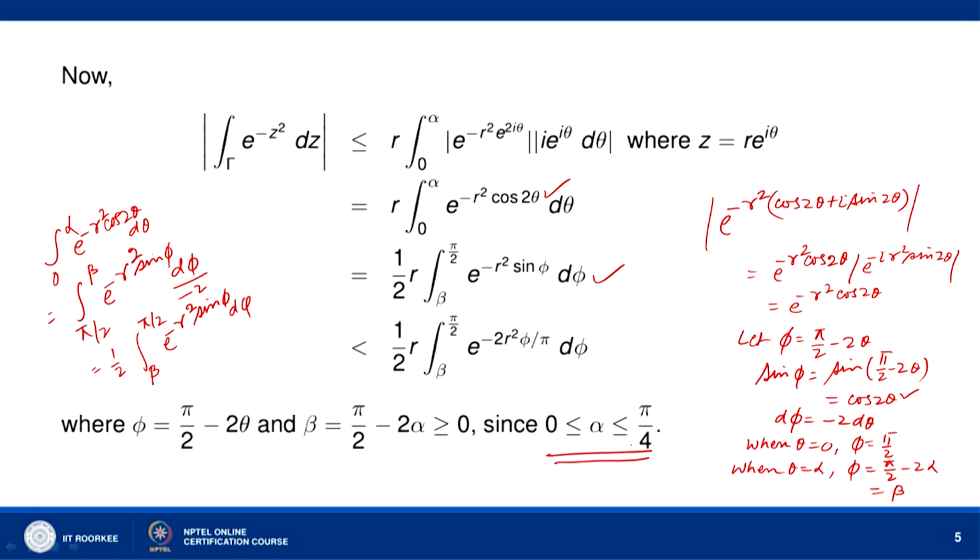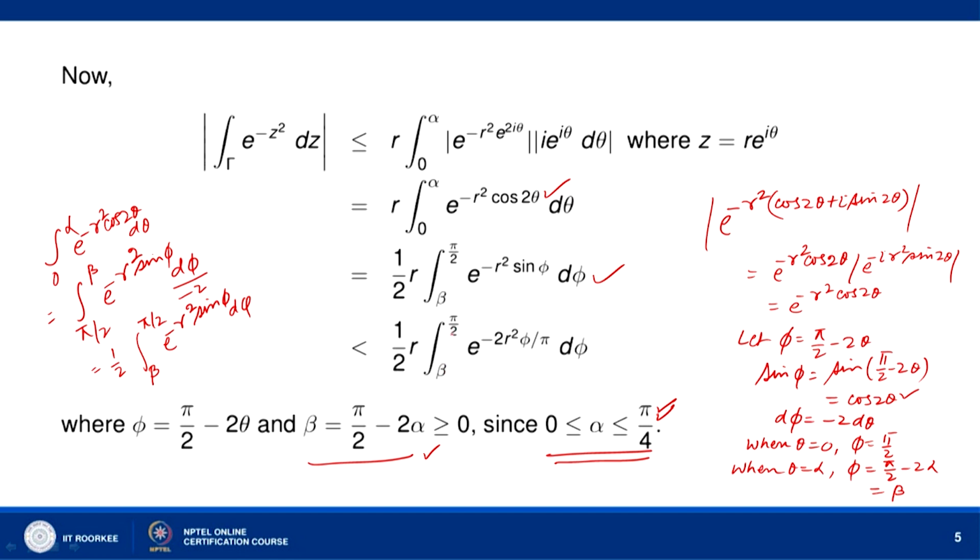Let us look at this: alpha lies between 0 and pi by 4. Therefore, 2 alpha lies between 0 and pi by 2. So, beta is greater than or equal to 0. Because of this condition, beta is greater than or equal to 0.